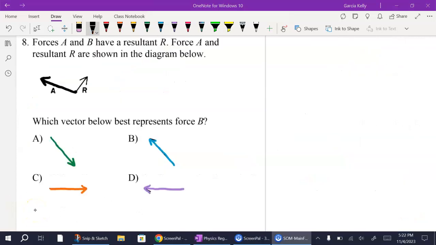Alright guys, so whenever we're looking at a problem like this, we're being asked which one of these vectors is the vector that will add to A to give us the resultant that we see up there. Which one of these is the correct B? So let's go ahead and start. What I'm going to do is take my A vector and add it to all of these other vectors and see which one it makes the most sense with.